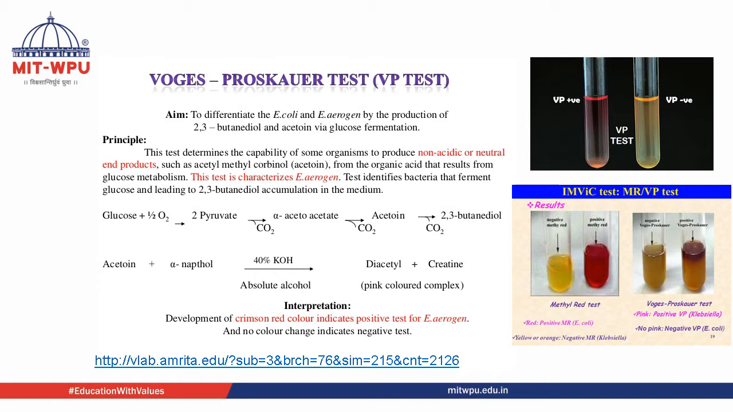If you just see in this image, you could see the colors here. VP shows the pink color. In case of a negative test, it will remain a yellow color only. That is the kind of thing where we can interpret. Development of crimson red color indicates a positive test for this particular Escherichia aerogenes, and no color change indicates a negative test.